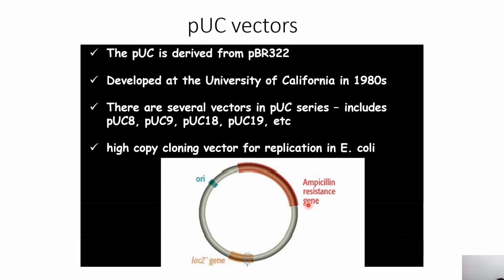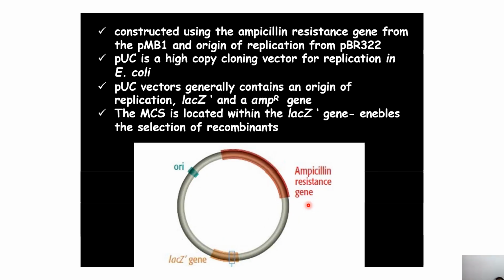And the pUC vector is derived from pBR322. It was developed at the University of California in 1980, and there are several vectors in the pUC series: pUC8, pUC9, pUC18, pUC19. It is a high copy cloning vector for replication in E. coli. It's constructed using the ampicillin resistance gene from pMB1 and the origin of replication from pBR322.